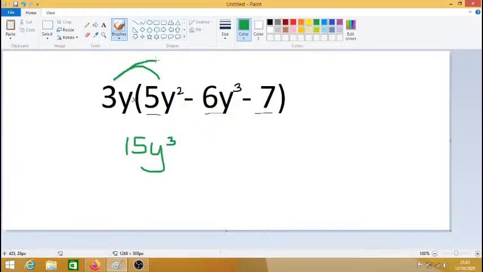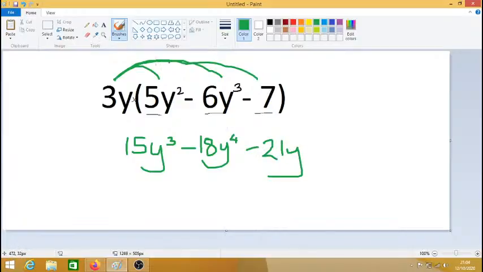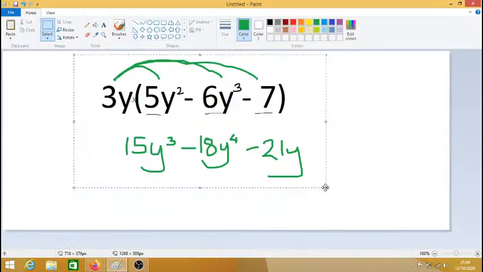So now it's the same 3y times by the minus 6y cubed. The 3 times the minus 6, just the number part, is going to be minus 18. Y times y cubed is going to be y to the power 4. And then the final one, 3y times the minus 7, which is minus 21y. So that's just a quick example recap of how to do expanding brackets.